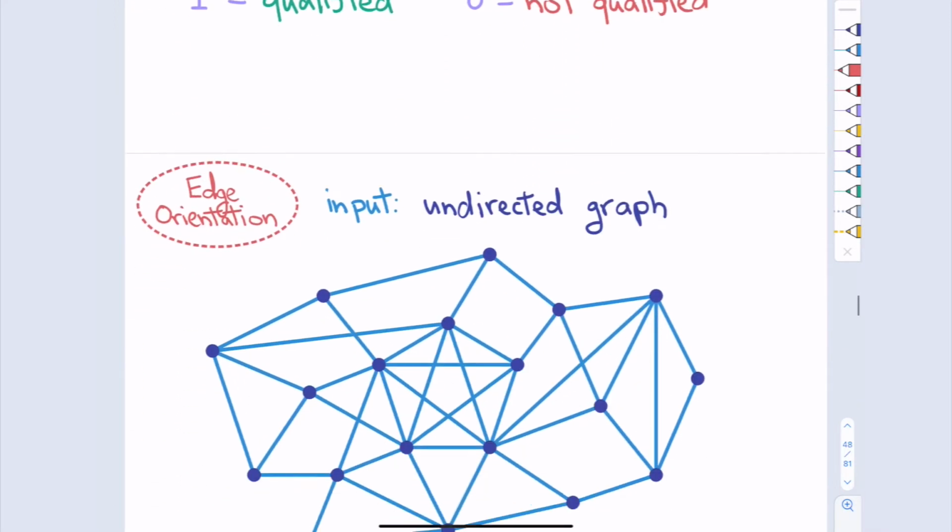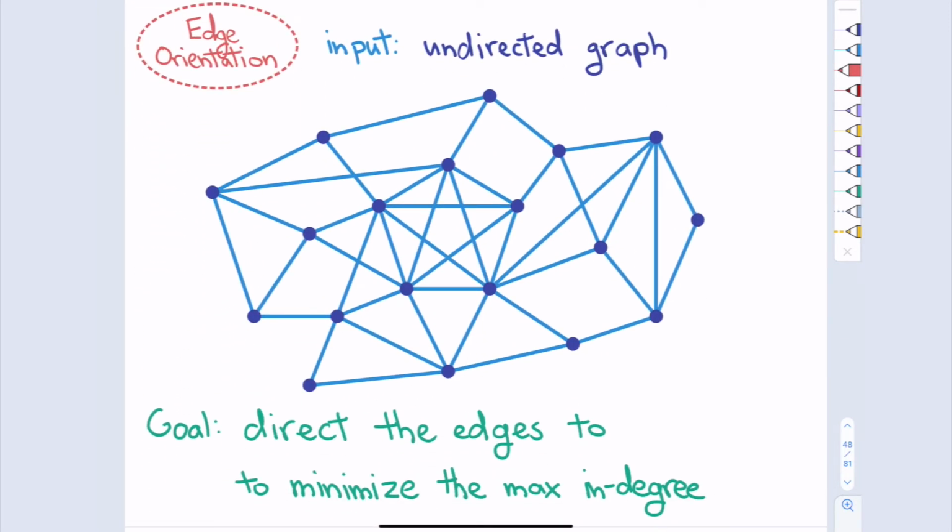All right. More problems. This one's pretty cool. It's called edge orientation. I give you an undirected graph. And your goal is to turn it into a directed graph. For every undirected edge, you choose a direction. But the goal is to minimize the maximum in degree. So I don't want any single vertex to be the endpoint of too many of those directed edges you've made.